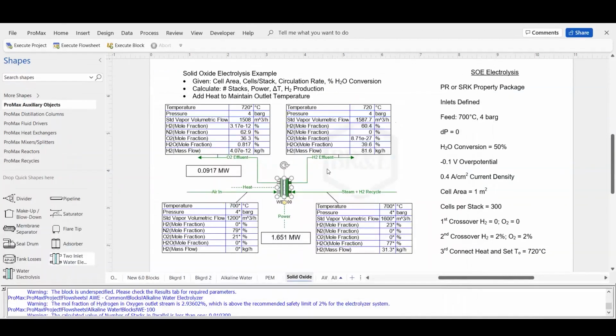It has some complexities that it runs at high temperature. It needs this high temperature supplemental heat. So, everything has its pros and cons, but that's the big advantage of the solid oxide. And that's a pretty significant electrical efficiency advantage.